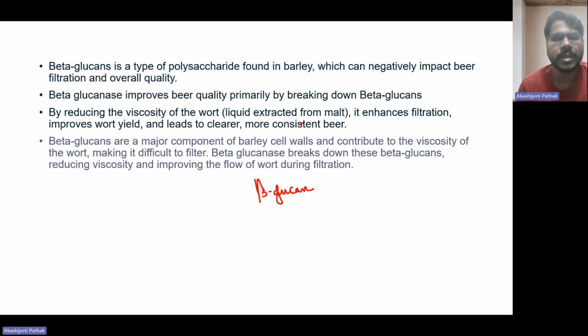The beta glucans are a major component of barley cell walls and contribute to the viscosity of the wort, making it difficult to filter. So these beta glucans are present in the cell wall of barley. So this beta glucanase breaks down this beta glucan, and it helps in reducing the viscosity and improving the flow of water during filtration. Okay, I hope this is clear.